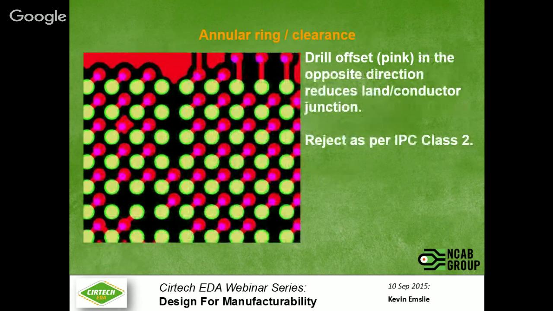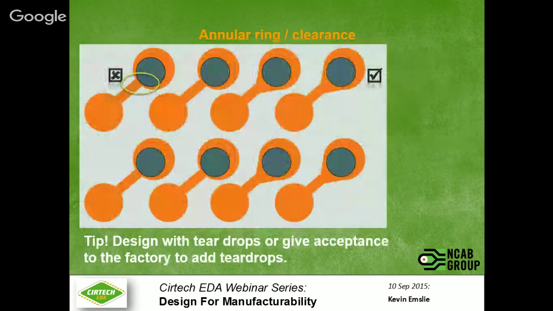If we take that same hole and we move it over to the other side, then we're starting to compromise the junction between the track and the pad, and that is obviously going to be a reject regarding IPC Class 2 standards. So what we recommend is to consider the option of using teardrops for your design, so that if there is a slight deviation in the hole, you're not compromising the junction between the track and the pad itself.